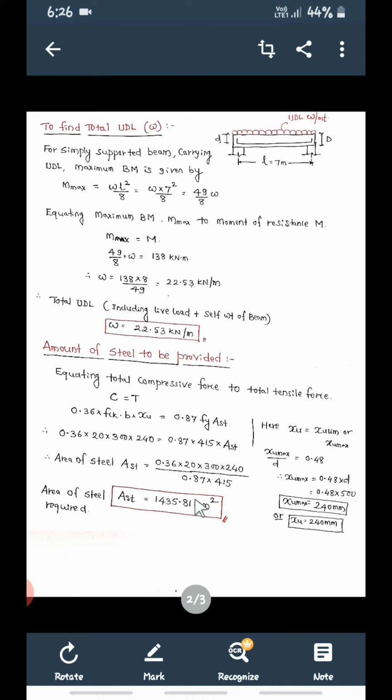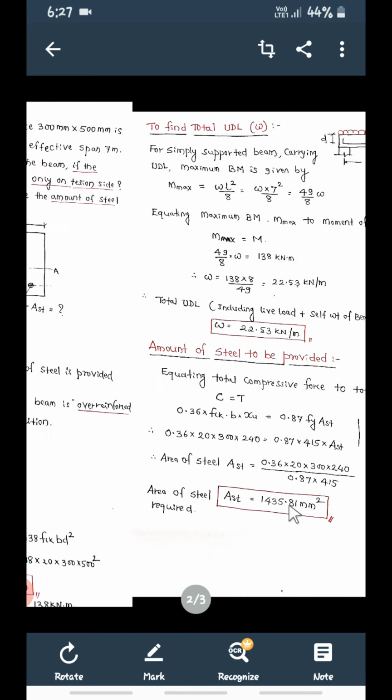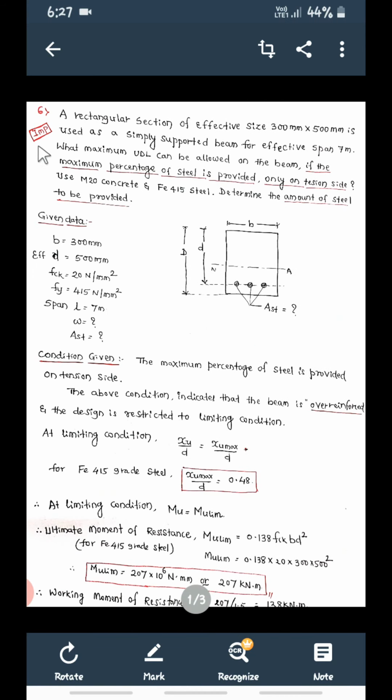So this much total area of steel will be there. Then only you can say that this is the maximum steel provided. The condition is, maximum steel will be how much? 1435.81 mm square. So this is an important problem. Okay, so please note that I have written here important. Solve this problem, and you can even solve the previous problems that we have solved in the sessions.